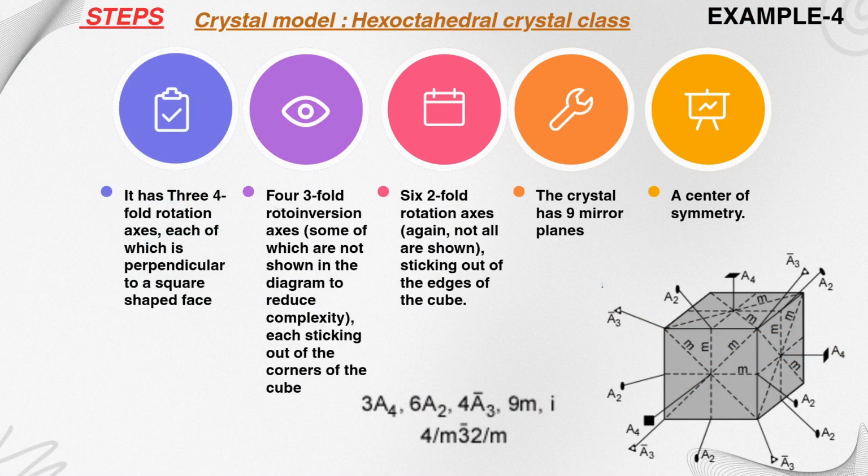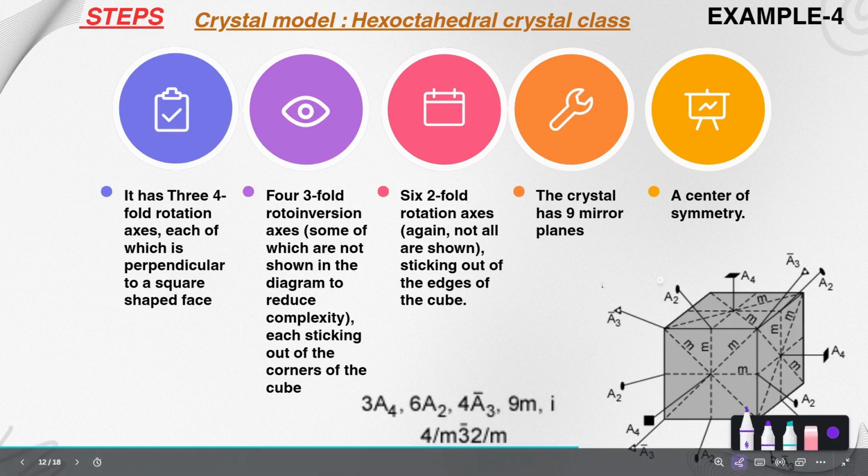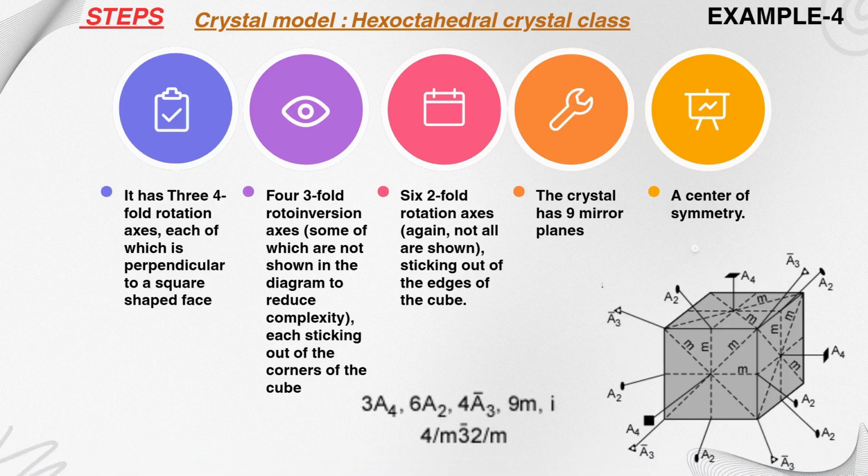Here is the hexoctahedral crystal class. This is from the cubic system. Here you can see, first we have to identify how many rotation axes are present. Second, we have to see how many unique axes there are. Then we have to understand how many planes of symmetry there are and what is the relationship between the rotation axis and the plane of symmetry, so whether the perpendicularity is there or not. Then we have to check whether the center of symmetry is present or not.